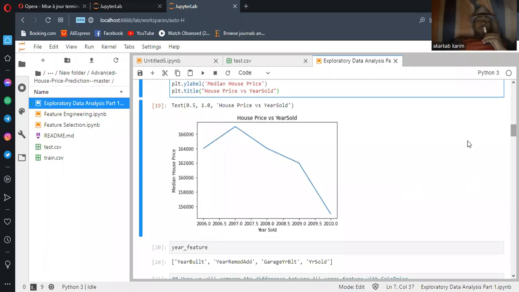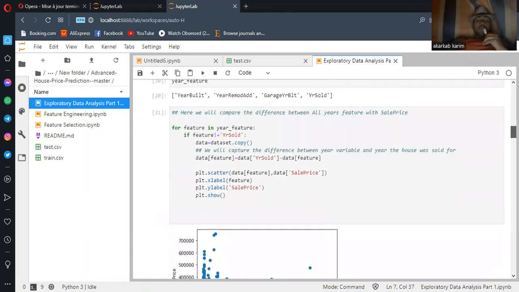So we see here the x-axis, which is year sold, and the median house price. After looking at this curve, the price increases with time. We may have some hypotheses to explain why. Personally, my own hypothesis is the recession.